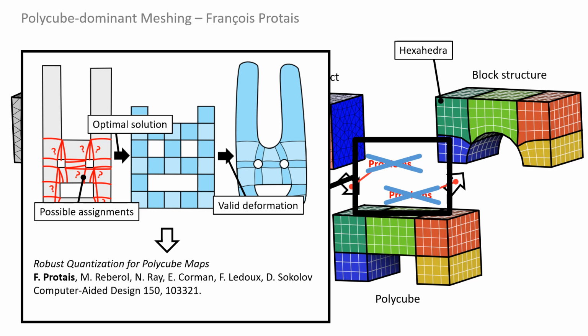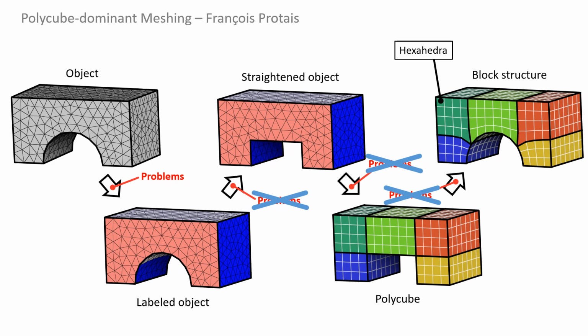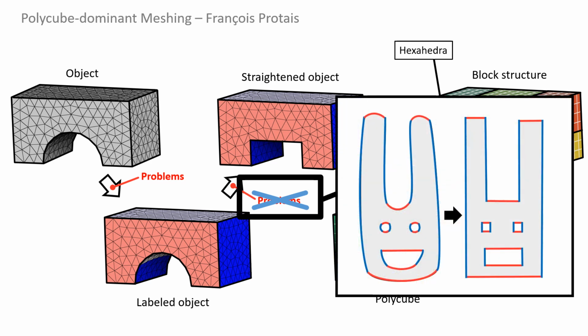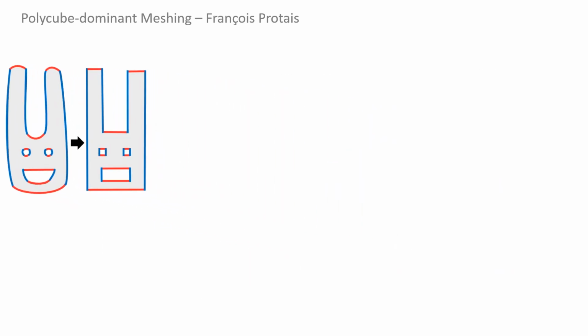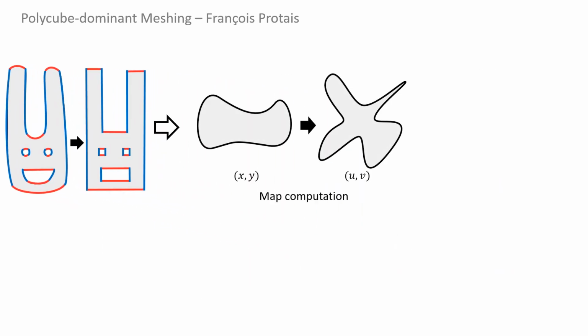This allows us to focus on earlier stages. On those, our second major contribution concerns the straightening. The straightening corresponds to a map computation from a domain to another, with added planar constraints on the boundaries. Map computation is a very classic problem in computer graphics. The idea is to look for an injective deformation, minimizing a distortion and respecting our constraints.